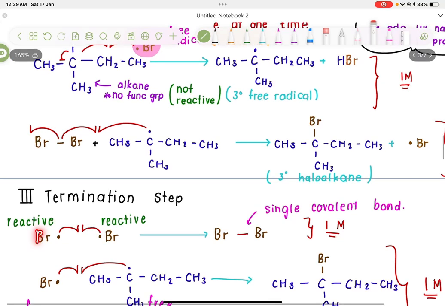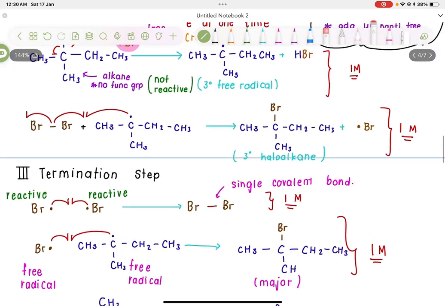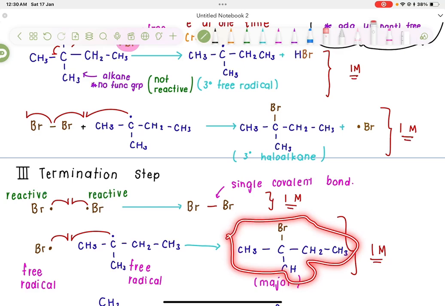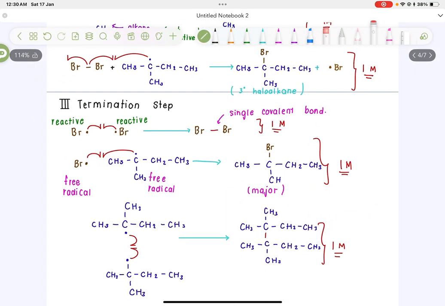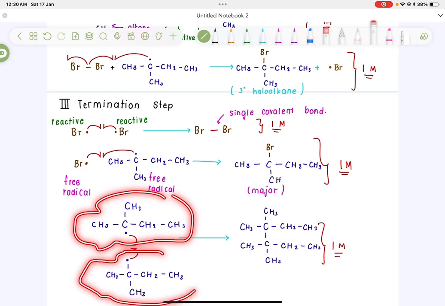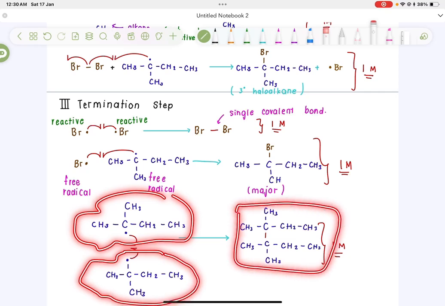So the Br free radical is going to be reacting with another Br free radical, producing again Br2. And this radical is going to be reacting with this one, producing our major product. Then this one is going to be reacting with this one, producing our product over here.